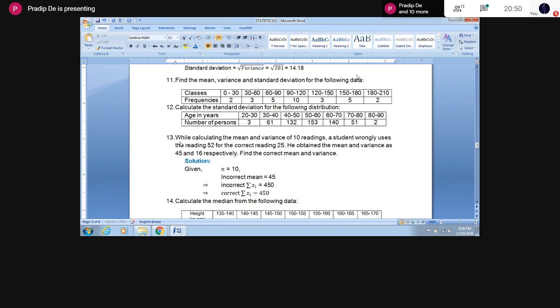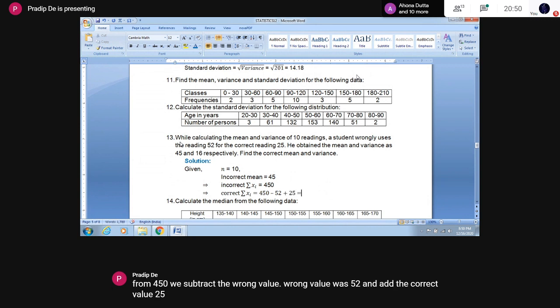From 450, we subtract the wrong value. Wrong value was 52. And add the correct value 25, which is equal to 450 minus 52 plus 25. That is 423. Yes, sir.